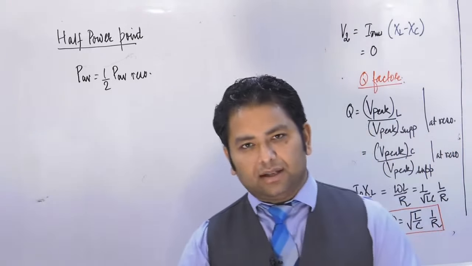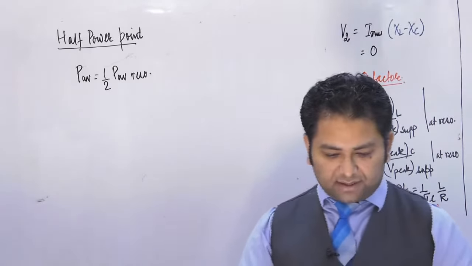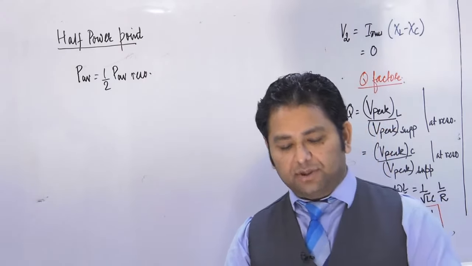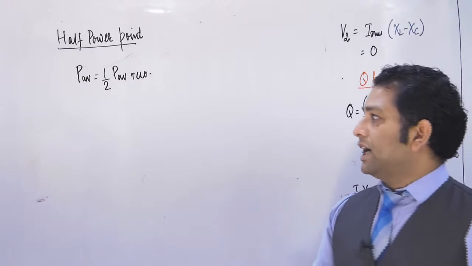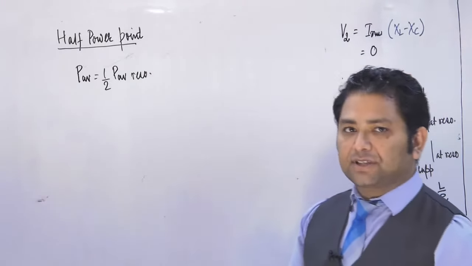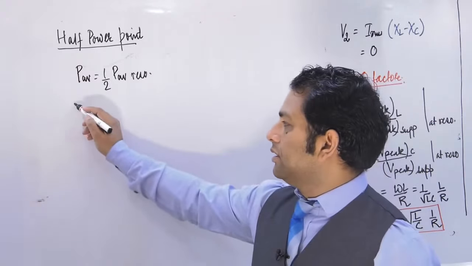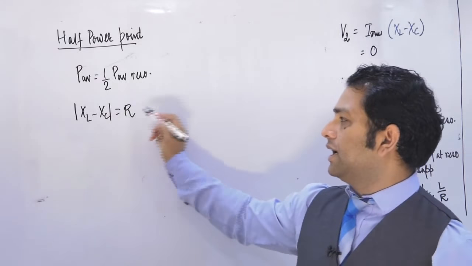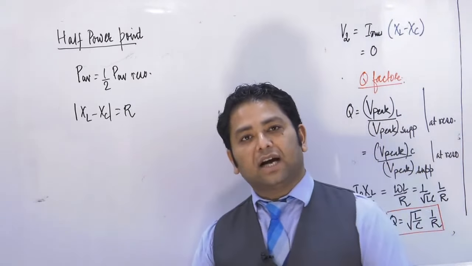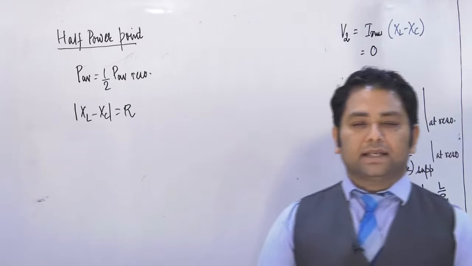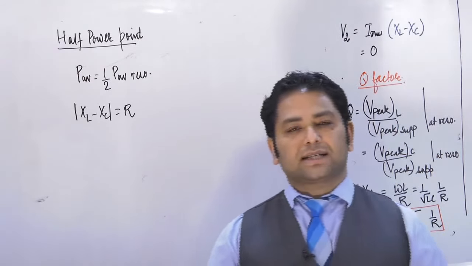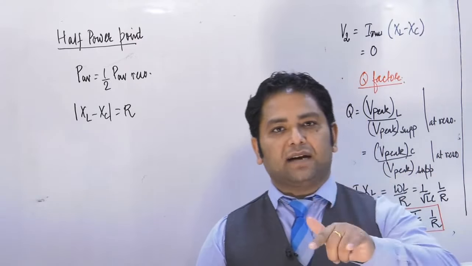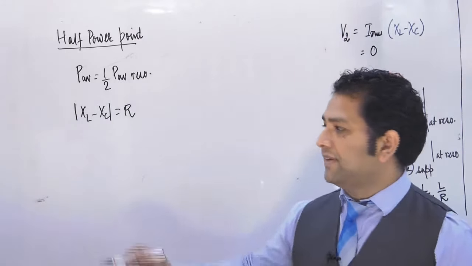Now, let me not waste the quality time by deriving. Let's directly go with the straightforward application. The half power point has lots of characteristics. Number one is mod of XL minus XC is equal to R. That's a characteristic of half power point. Whereas mod of XL minus XC was 0 when it comes to resonance, but at a point where power is half the resonance, this relationship would be valid.